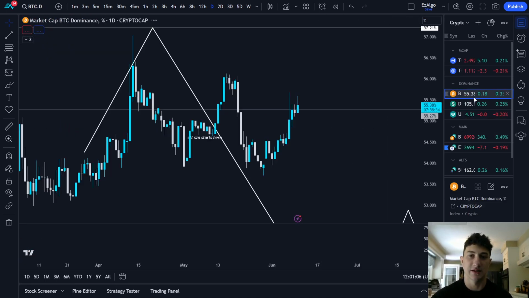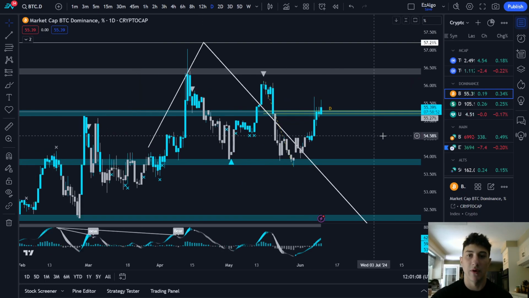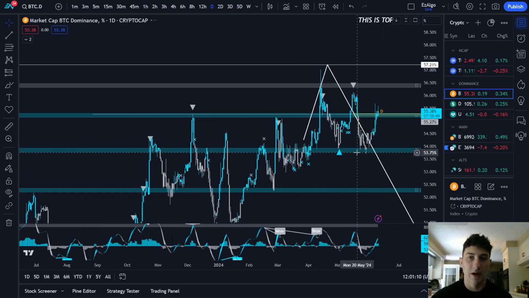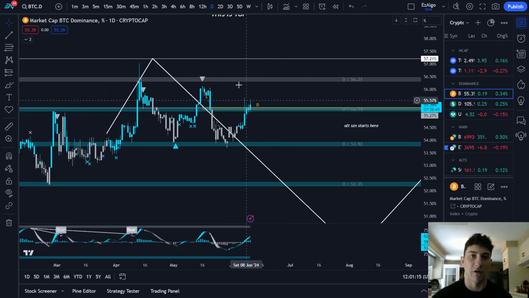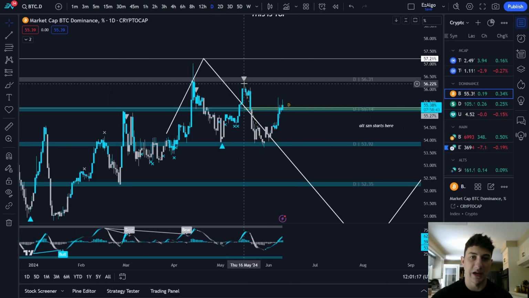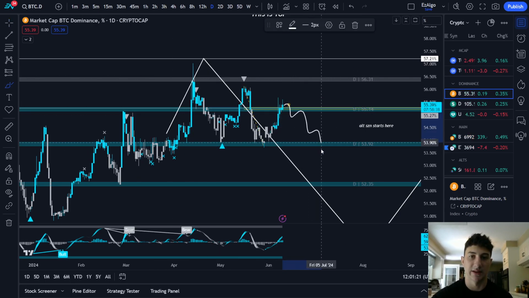If we look at Bitcoin dominance again, it is at a very, very key level here. I want to see Bitcoin dominance fall from this level, right? We are at that daily GP from this swing high to this swing low. I want to see us fall from here, so I want to see something like this.